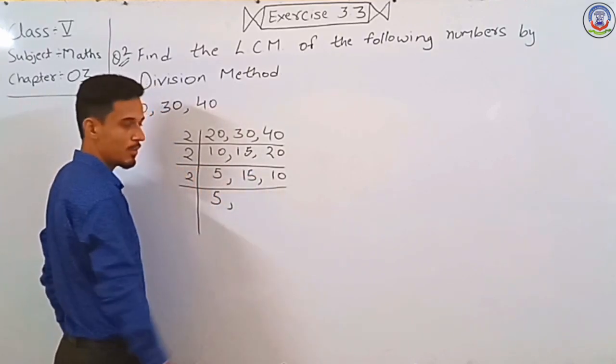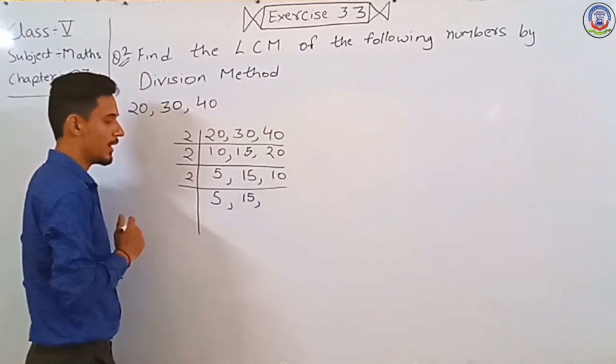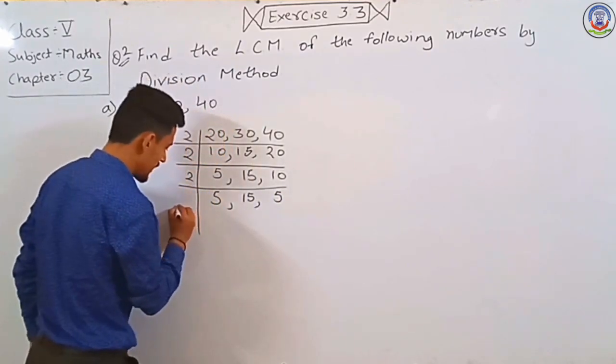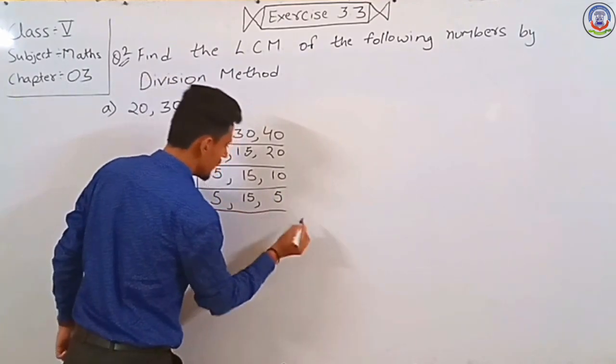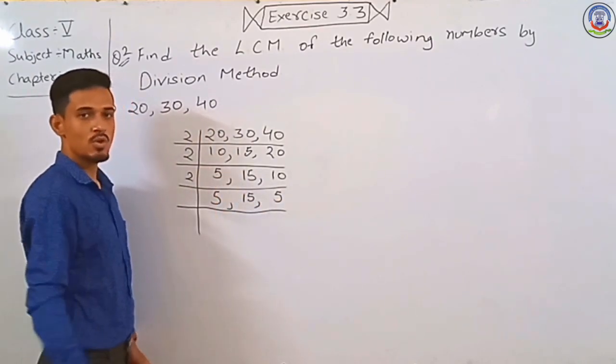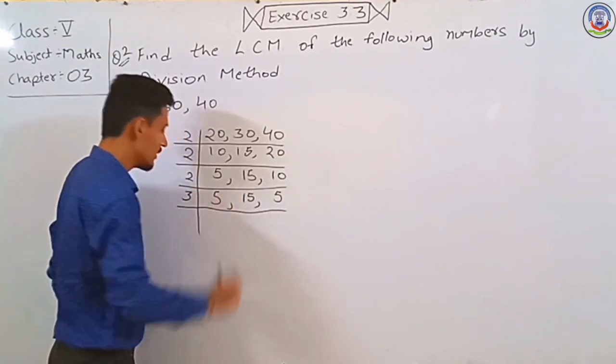15 is not divisible by 2, so we write it as it is. Now 10 is divisible by 2, 5 times. So that's how we can solve. Next we have 5, 15 and 5. So it is divisible by 3. So we write here 3.